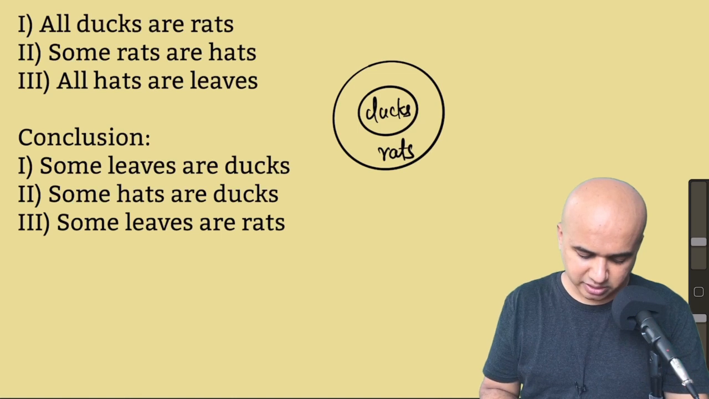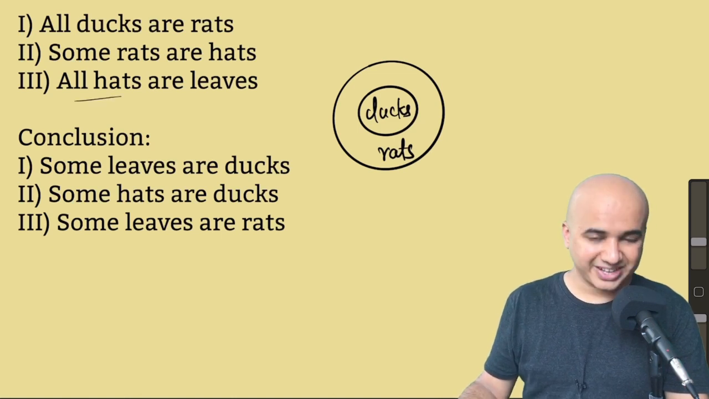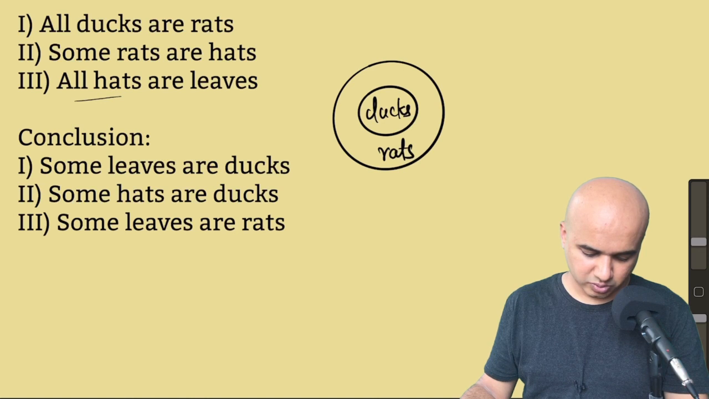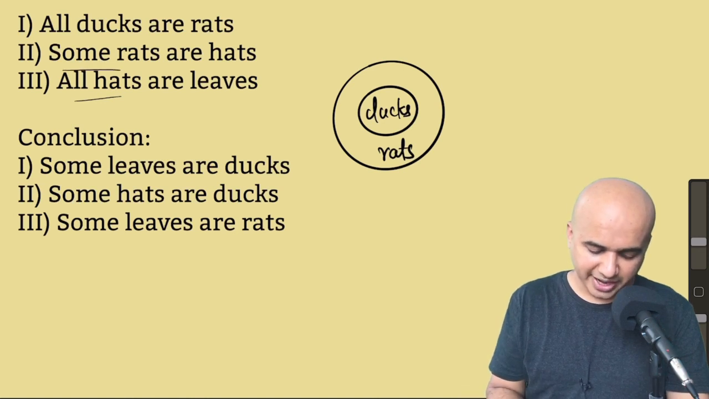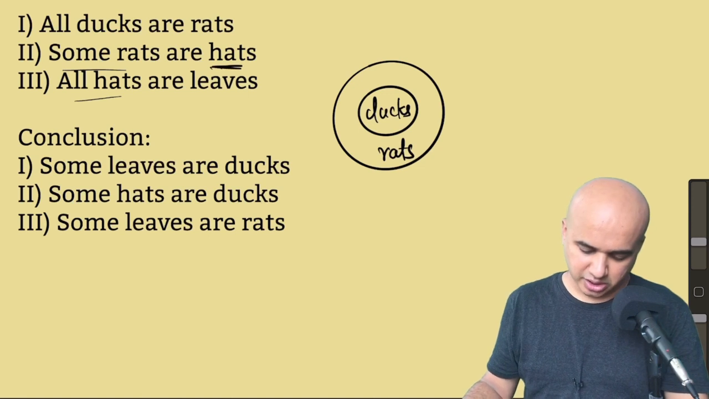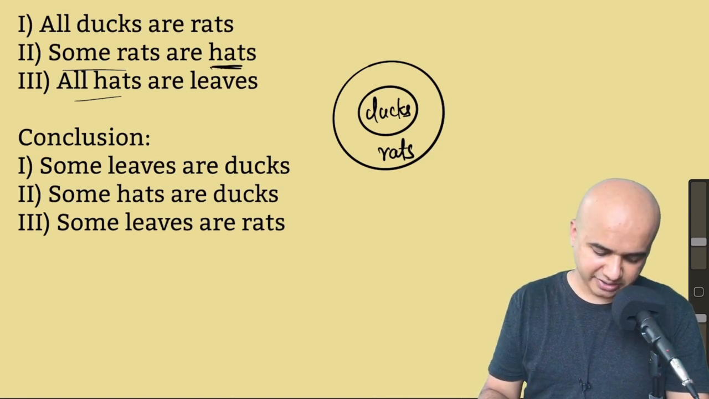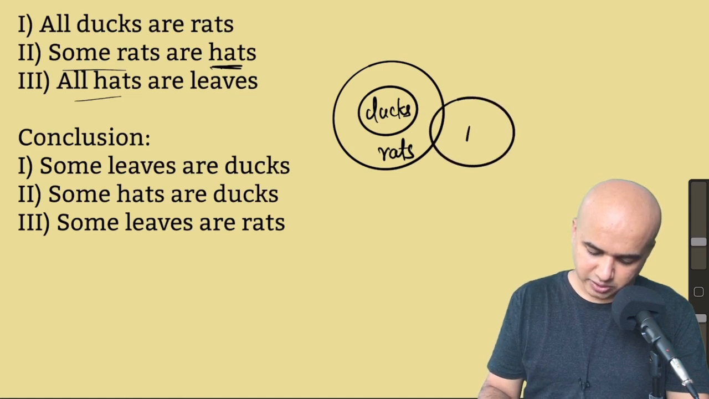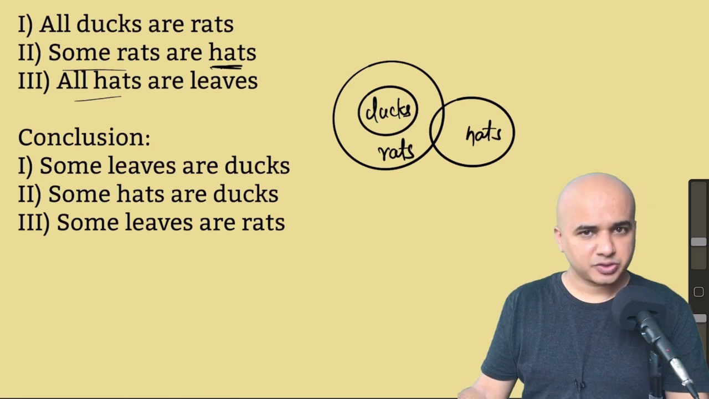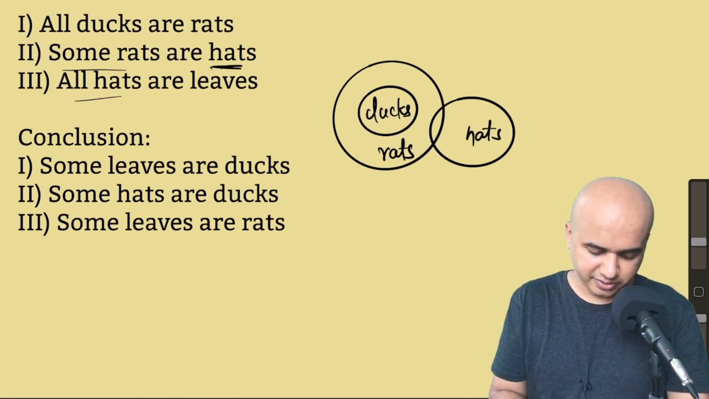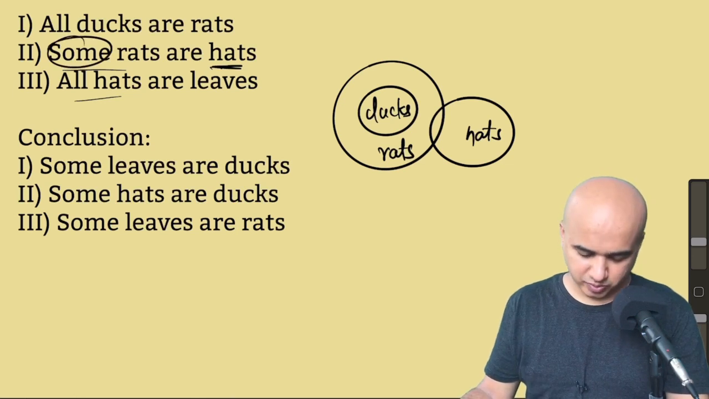But let us look at the second statement as well. Some rats are hats, they say. So what I will do is I will include hats here. So this is my hat. There is some common element between rats and hats. So therefore they have used the word some.